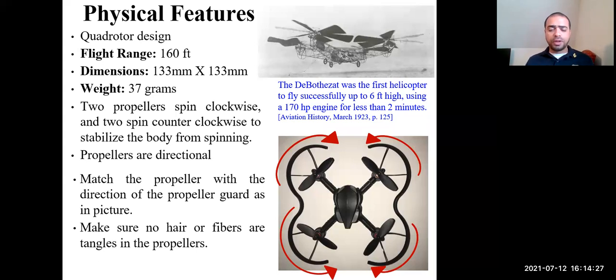Make sure that no hair or fibers are tangled in the propellers. Look at this picture here, by the way. This was the first helicopter to fly successfully up to 6 feet, using a 170 horsepower engine for less than 2 minutes. That was in 1923. I found this picture in the Library of Congress, and I thought it's good to include here. So this was the first quad rotor that ever flew, in 1923, 6 feet.